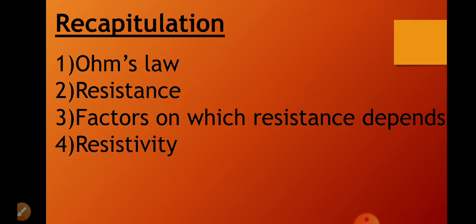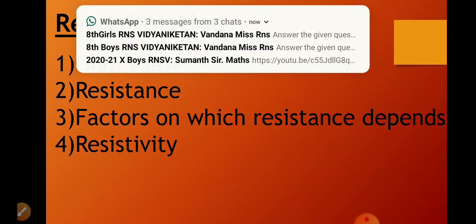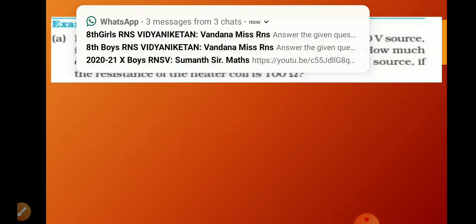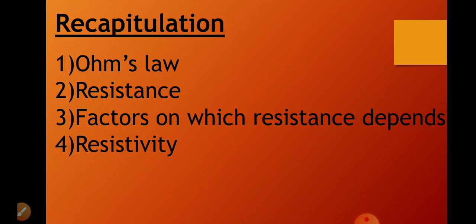This was the equation which we had got, where rho is a proportionality constant, called the resistivity of the material of the conductor. The unit of resistivity, that is rho, is ohm meter. So what is resistivity then?